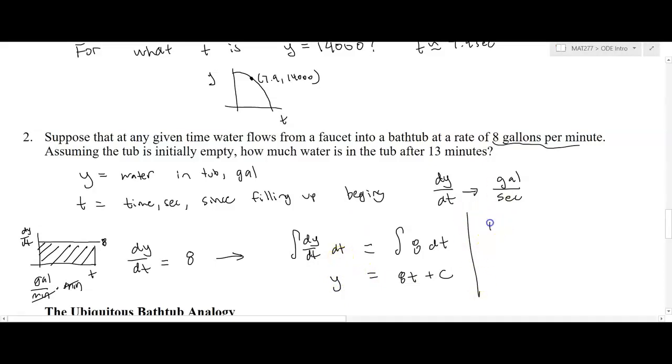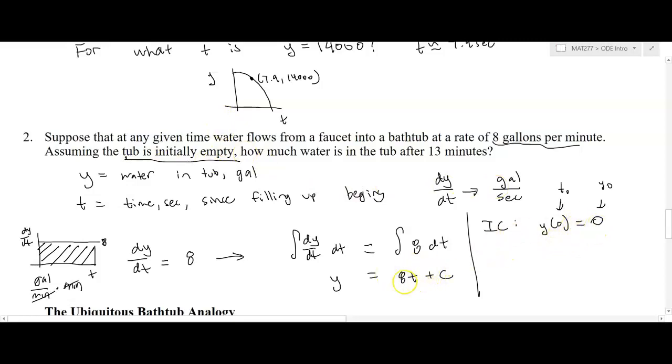Our initial condition is the ordered pair: y at time 0 is equal to 0. How do we know that initially, at time 0, there are 0 gallons? Because it says, assuming the tub is initially empty. The tub is initially empty tells us what that initial condition is.